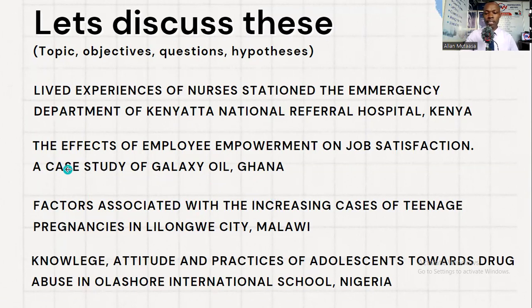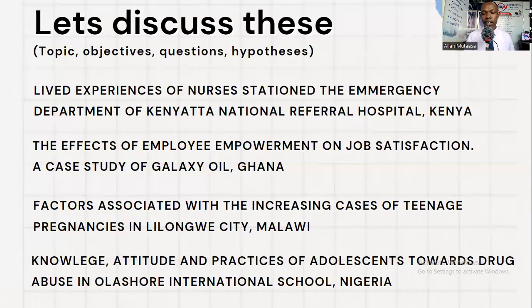Then let's look at this style of topic: factors associated with the increasing cases of teenage pregnancies. You see that this topic is focusing on factors that cause increasing cases of teenage pregnancies. So increasing cases of teenage pregnancies is your dependent variable. The problem with this topic is that it does not have a direct independent variable. You're going to be studying all the factors. So that means that this topic is going to be a descriptive study.